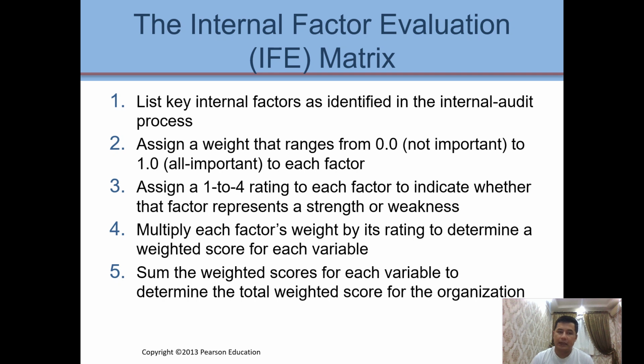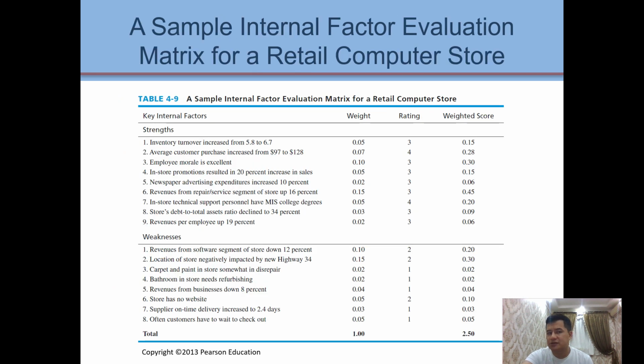So the IFE matrix lists key internal factors as identified in the internal audit process, assigns a weight that ranges from 0.0 not important to 1.0 all important to each factor, assigns a 1 to 4 rating to each factor to indicate whether that factor represents a strength or weakness, multiplies each factor's weight by its rating to determine a weighted score for each variable, and sums the weighted scores for each variable to determine the total weighted score for the organization, guys. So here you can see the sample internal factor evaluation matrix for a retail computer store, and as you can see the key internal factors: weight, rating, weighted score.